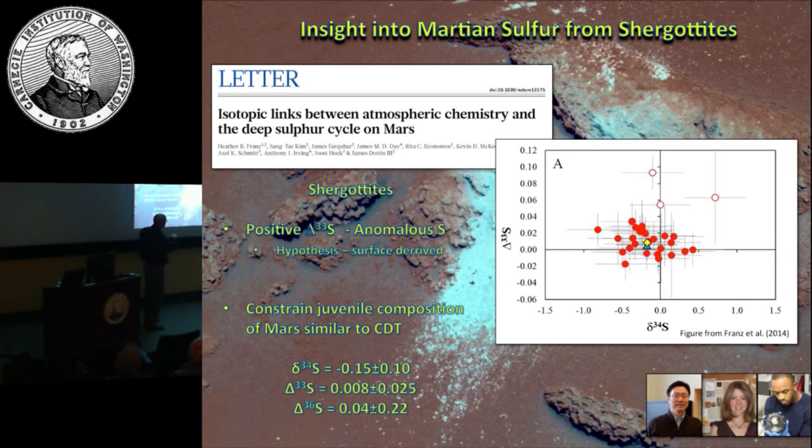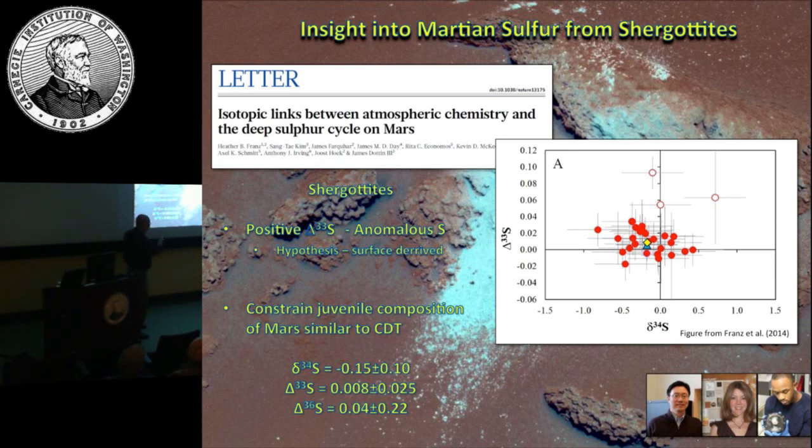The other piece of information is if we look at this cloud of data, there's more scatter in it than we would predict if it actually were a single homogeneous population. It isn't obvious from this plot, but it's pretty close to that. We can get an estimate, making an inference that this is probably representative of the composition of juvenile sulfur on Mars. And the average for the delta 34S relative to the standard, which is CDT, is minus 0.15, which is very close to 0. This 0.008, which again is very close to 0, and this 0.04, which is again very close to 0. One of these points is the average.